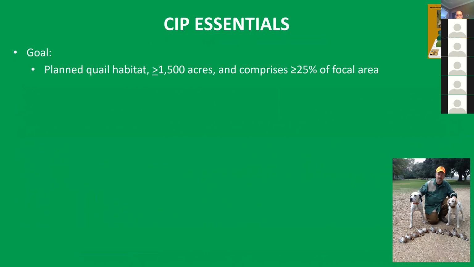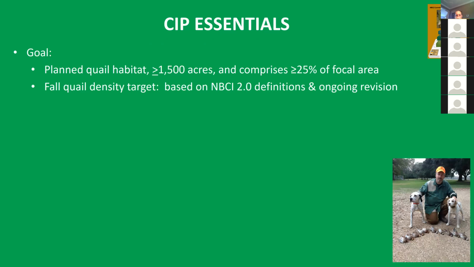Gathering up all the SIP essentials. So this is kind of a list of things for a SIP coordinator to think about. The goal is at least 1,500 acres of habitat that comprises 25% of the focal area, and a fall quail density based on those NBCI 2-point definitions and ongoing revision. 50% of that goal should be reached in 5 years and completely reached by 10 years. And in many cases, it's going to happen much sooner than that.